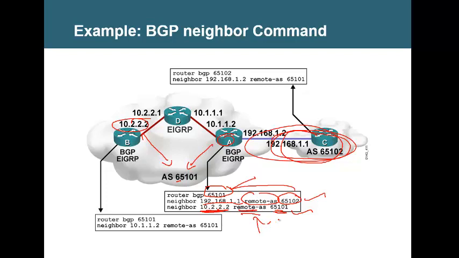So remote-as is just a keyword. We need to only focus on the autonomous system number. If this number matches the router BGP autonomous system number, then it is internal. If it is not matching, then it is external.